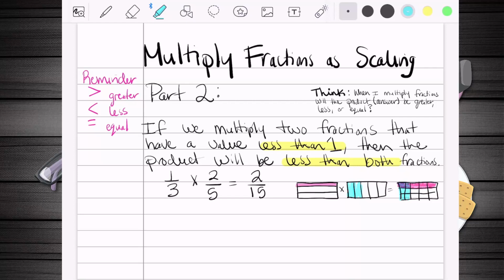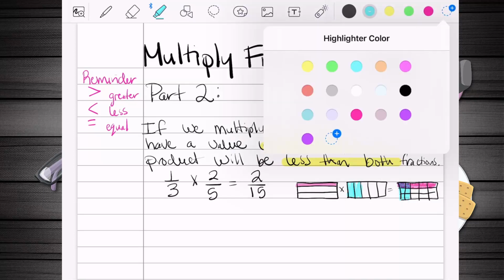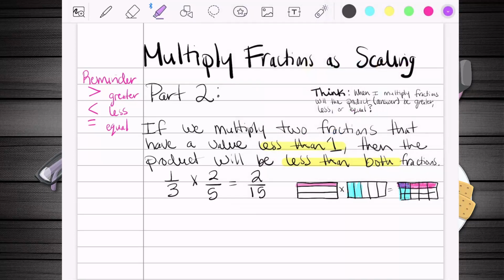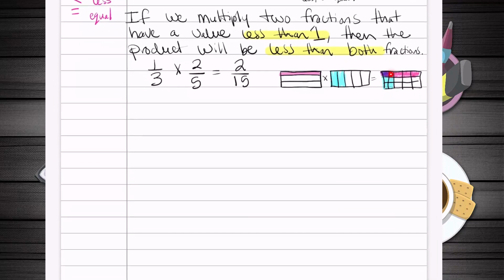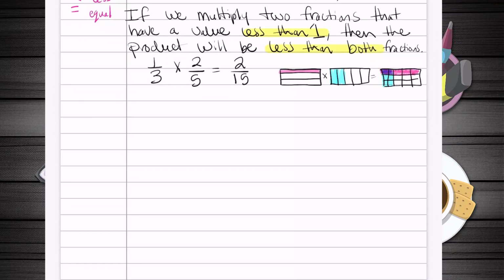Now, if you remember, when we multiply a fraction by a fraction using a visual model, where they overlap, where they turn purple, that's the answer. That's 2/15. And you can see that 2/15 is less than both 1/3 and 2/5. It is smaller. It only takes up part of that rectangle that is less than both the pink by itself and the blue by itself.